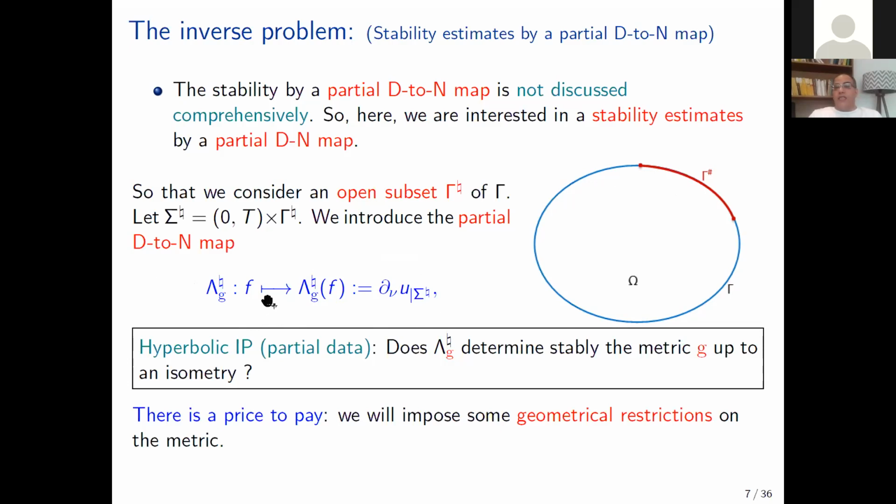So here we are interested in stability with this Dirichlet-to-Neumann map or partial Dirichlet-to-Neumann map. And in this setting, the hyperbolic inverse problem with partial Dirichlet-to-Neumann map can be stated as follows. Does this operator, the partial Dirichlet-to-Neumann map, stably determine the metric g up to an isometry? Of course, here there is a price to pay. We need to impose many restrictions on the metric g to solve this problem.